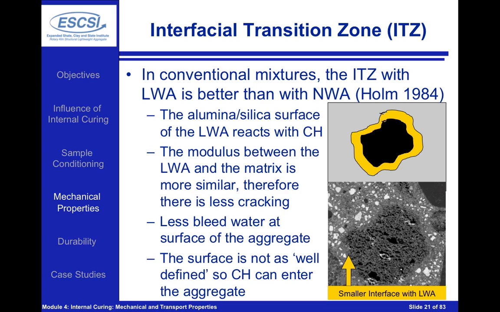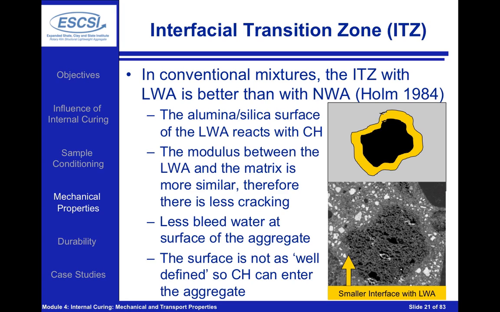This means that the modulus between the aggregate and the matrix is going to be much more similar. There's going to be less cracking in those systems. There's going to be less of a porous region in those systems. We're going to see less bleed water developing around the aggregate because water can actually be absorbed here. And what we're going to see is that this region, or interfacial region, is not really as well defined as it is around a normal sand particle, because now we're not going to have that sharp boundary, we're not going to be collecting water, and calcium hydroxide can react with and actually go inside of the lightweight aggregate.